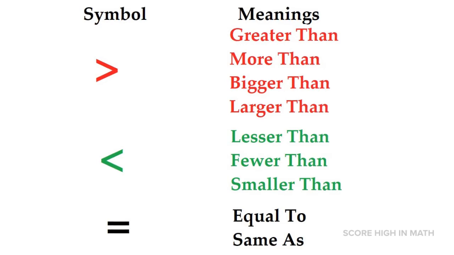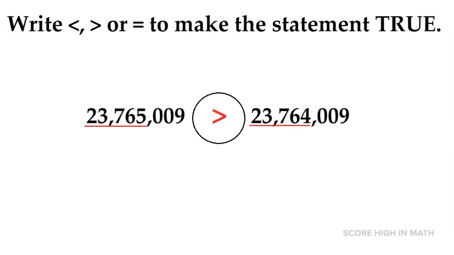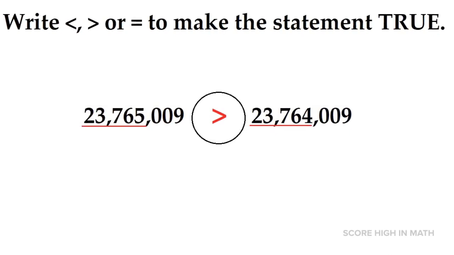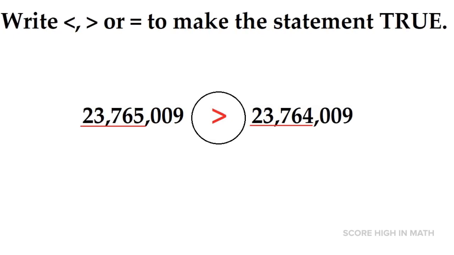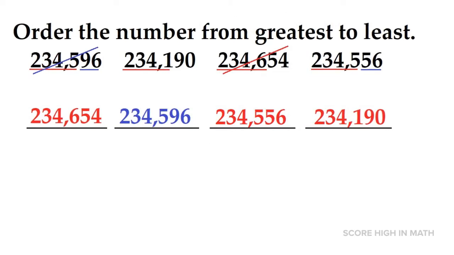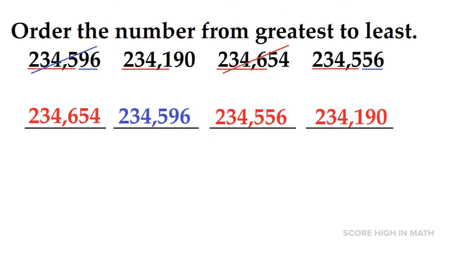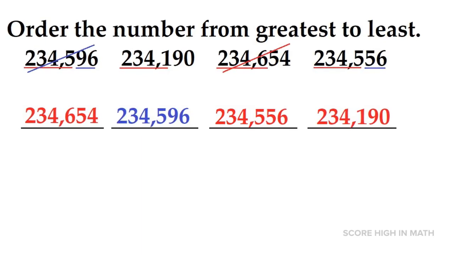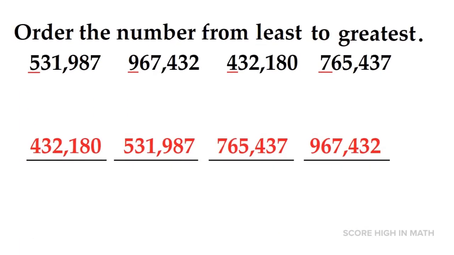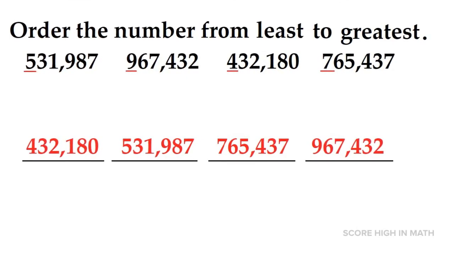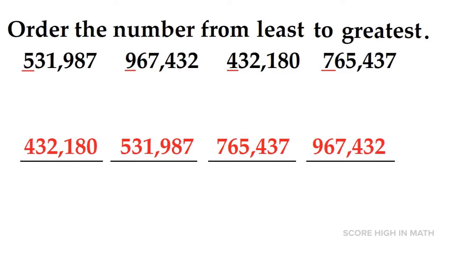The equal sign means the same as or equal to. In this example, the first number, which is on the left, is bigger than the number on the right. So, the mouth is facing the left. To order the numbers from greatest to least, we're going to start from the biggest number going to the smallest number. And in ordering numbers from least to greatest, we're going to start from the smallest number going to the biggest number.